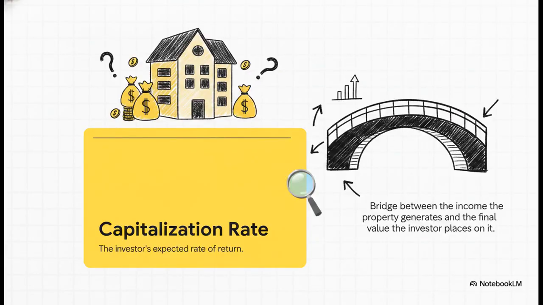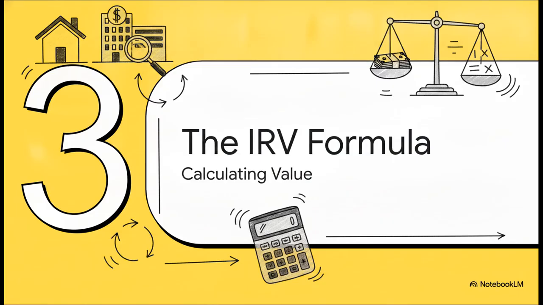Okay, so what happens after you calculate the NOI? Once you have that number, you're missing one final crucial ingredient: the investor's expected rate of return. In the appraisal world, we call this the capitalization rate, or just the cap rate for short. The cap rate is literally the bridge between the income the property generates and the final value the investor places on it. Which brings us nicely to Section 3, the IRV formula and calculating value.